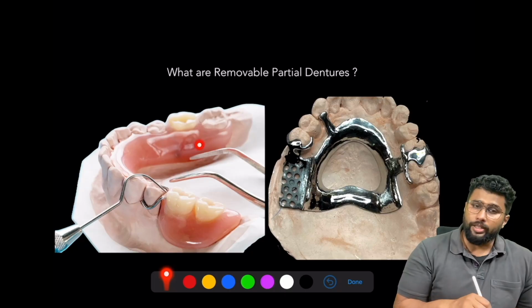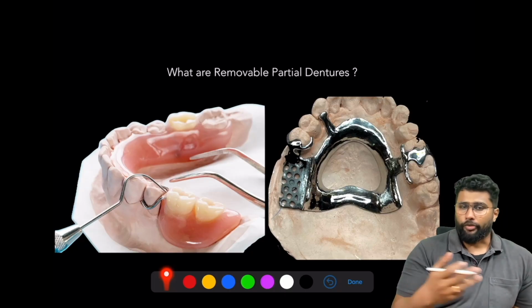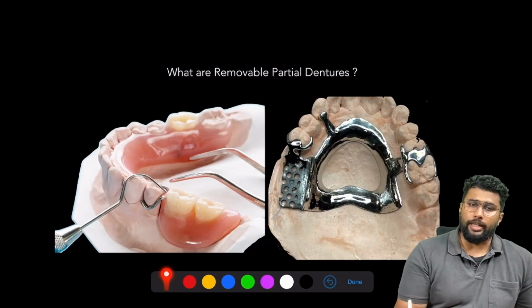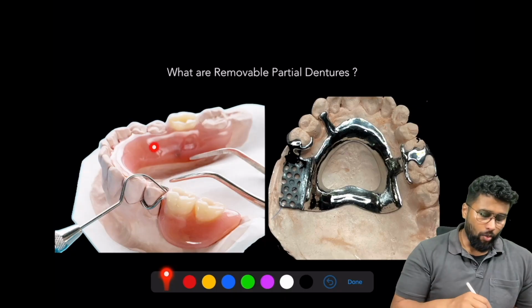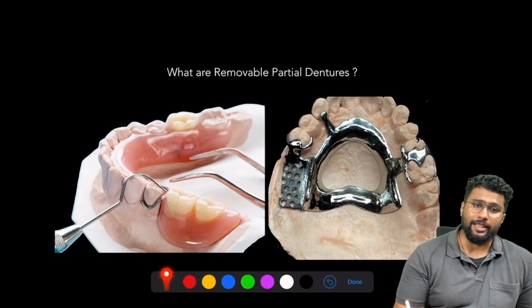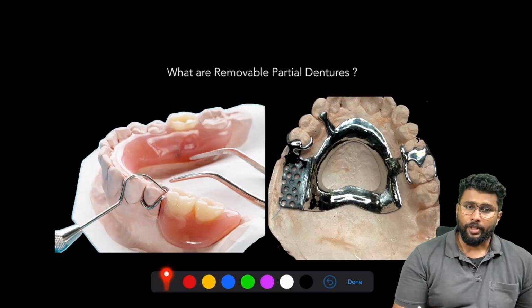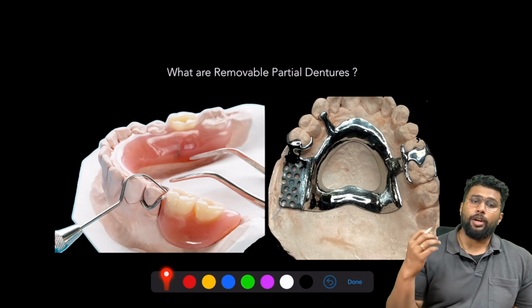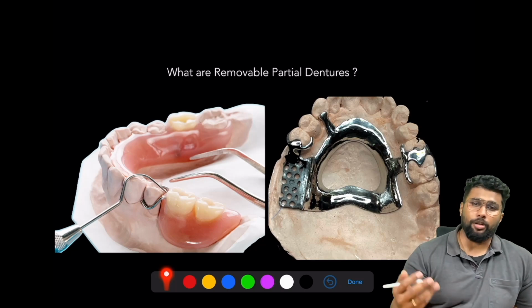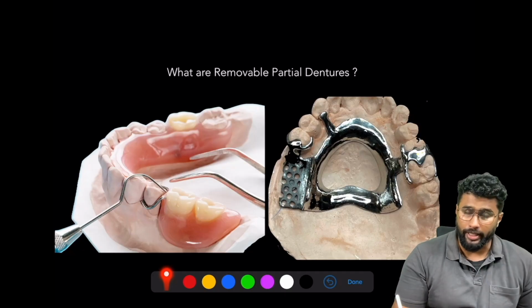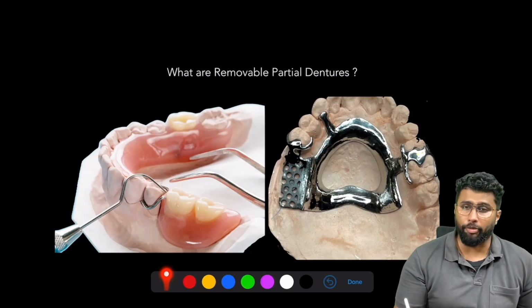Now, what is the difference between this and this? Of course, you know both are removable partial dentures, but then why is there a difference? What we deliver on the left here is something known as an interim partial denture, right? It is a type of removable partial denture. It can also be called a TPD or a temporary partial denture. It is not a definitive prosthesis.